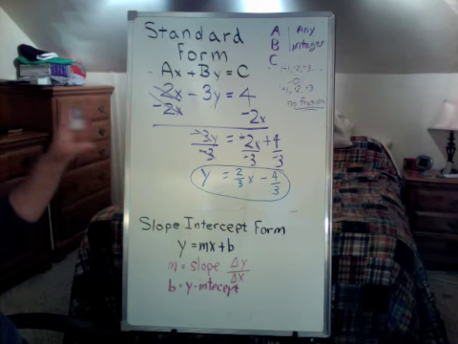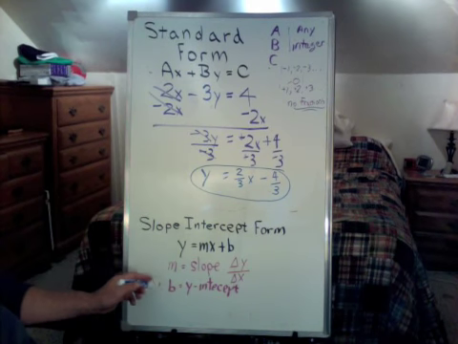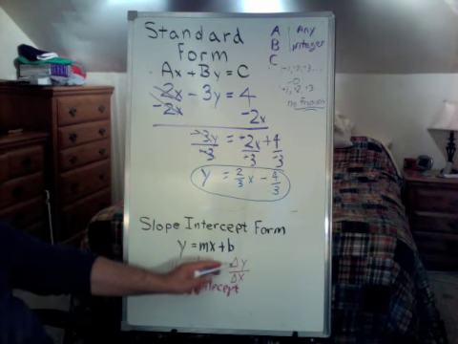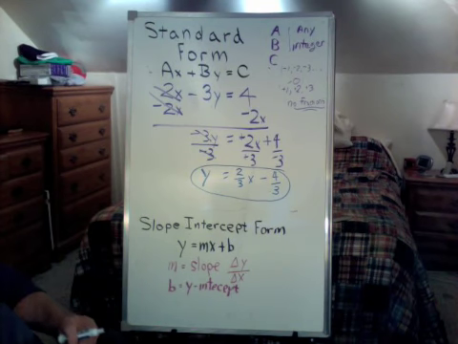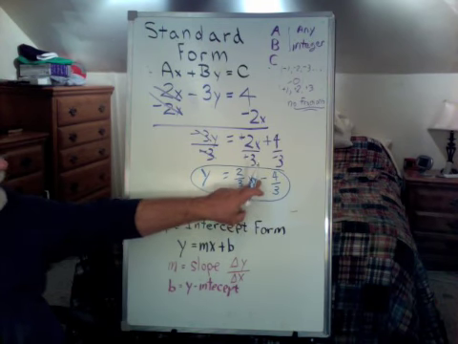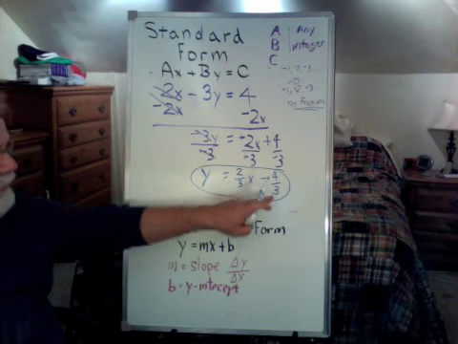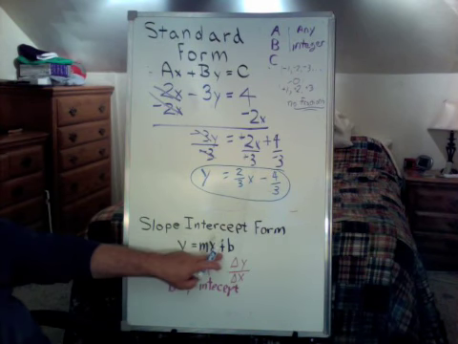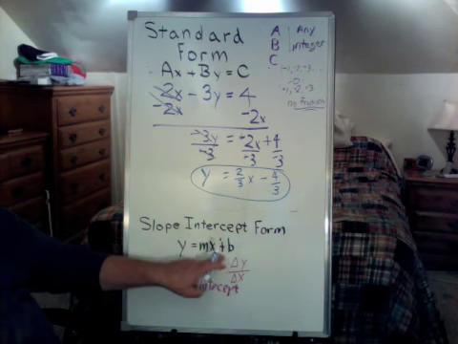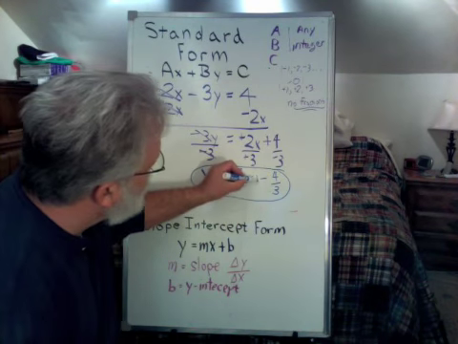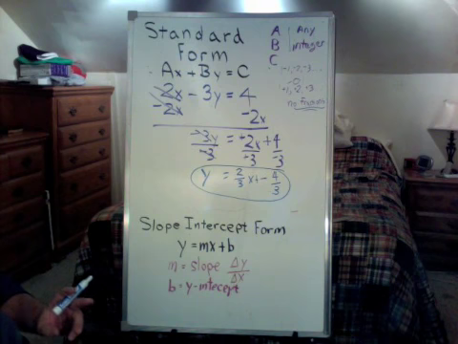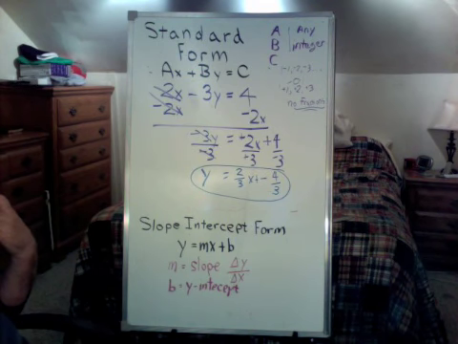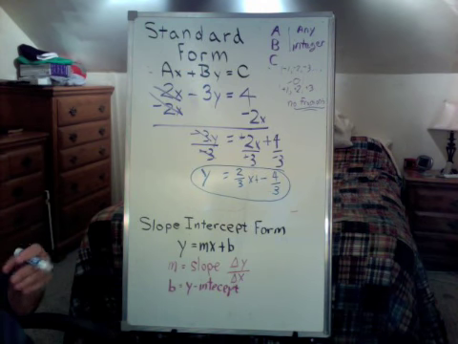All right, what is this y equals mx plus b? Well, the m is the slope. That's the change in y over the change in x. I'll show you when we do the graphing how to do that. And in this case, the negative 4/3, because it's plus b, that means it's a plus negative 4/3. The negative 4/3 is what they call the y-intercept.